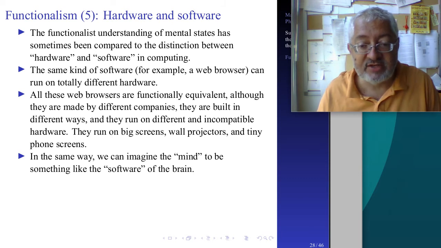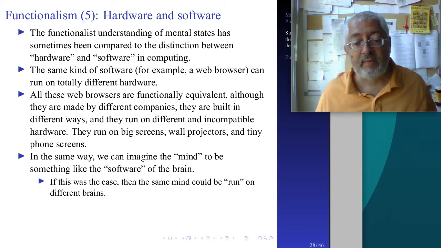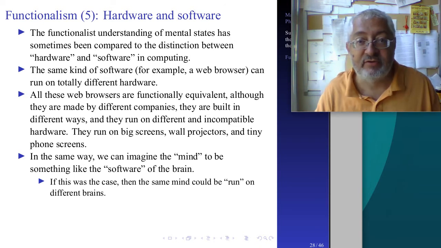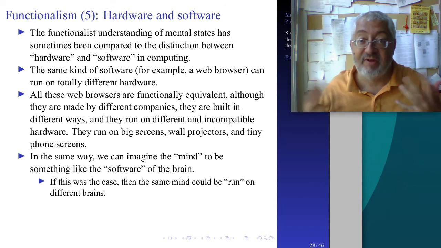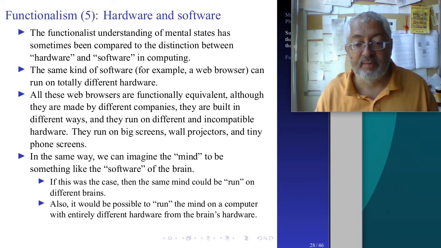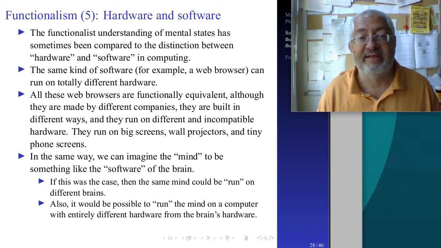So you could imagine the mind to be something like the software of the brain. And if this was the case, then the same mind could be run on different brains in the same way like you can run a web browser on different hardware. Also, it would be possible to run the mind on a computer with entirely different hardware from the brain's hardware.